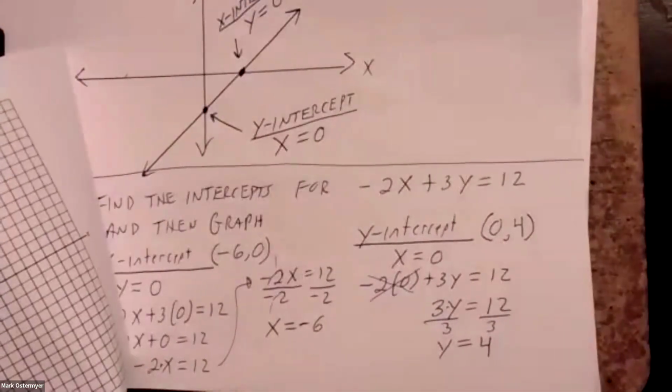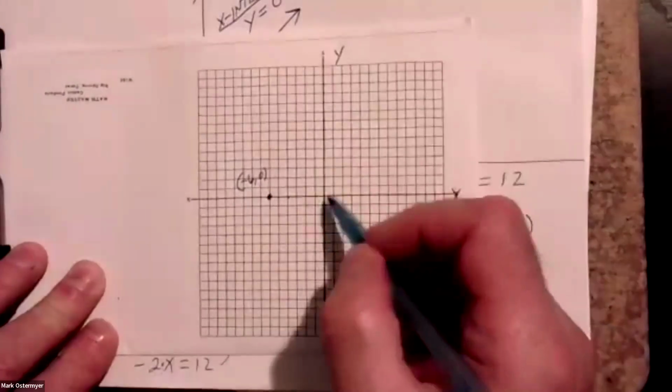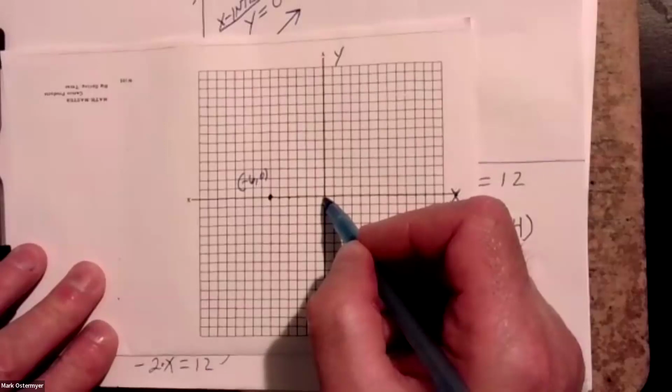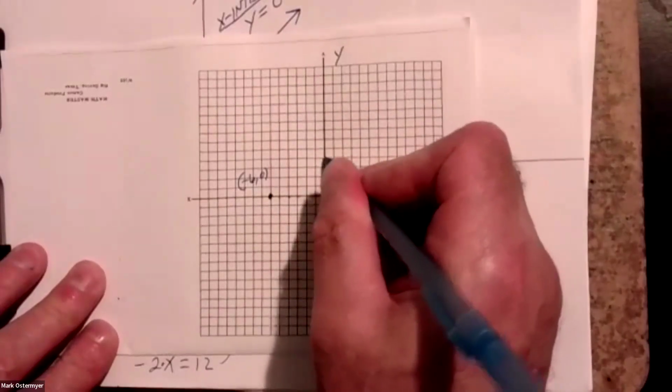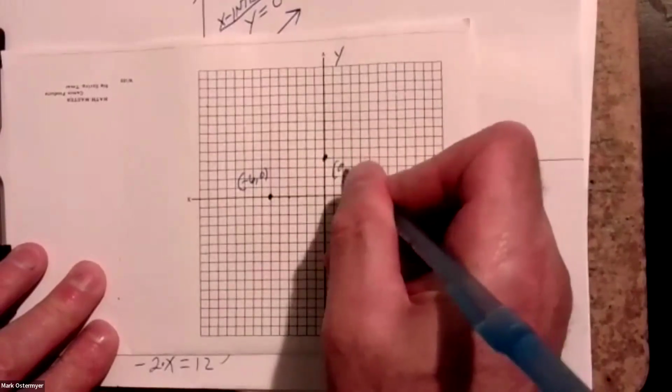We will plot the y-intercept, which is 0, 4. Starting at the origin, we stay on the y-axis and go up 4. 1, 2, 3, 4. There's the y-intercept, 0, 4.